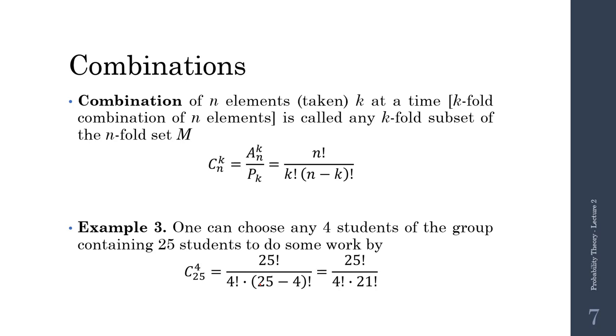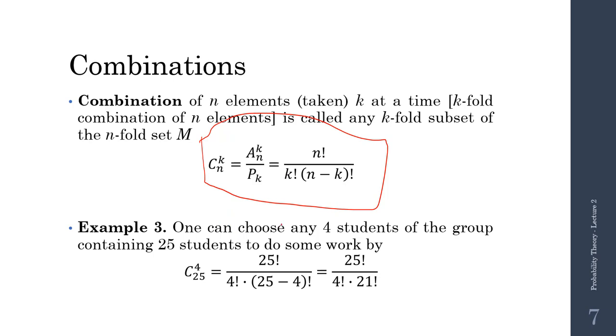Combination of n elements taken k at a time is called any k-fold subset of the n-fold set M. This is the formula for combination. There are 2 formulas for combination. One is using arrangement and permutation. Another one is the simplified form of the combinations formula.